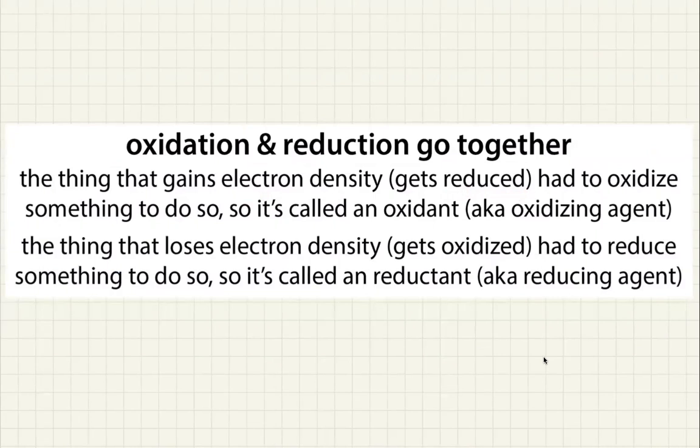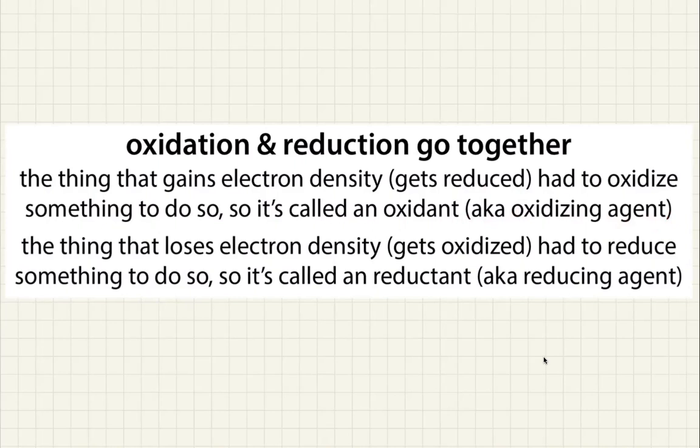So we refer to it as being in its active form. We refer to it as an oxidant or an oxidizing agent because it's oxidizing something else. That something else is losing electrons, so this is gaining electrons. And so the thing that gets reduced is the oxidizing agent.